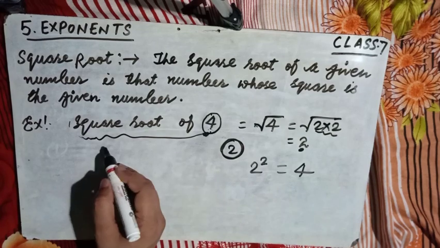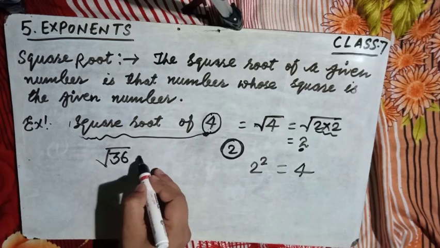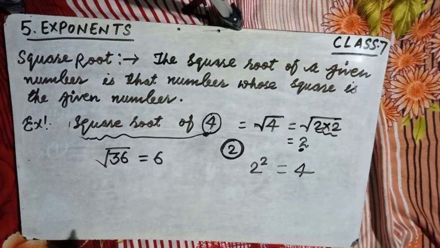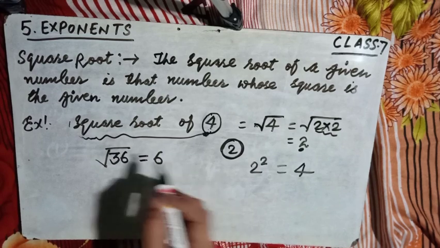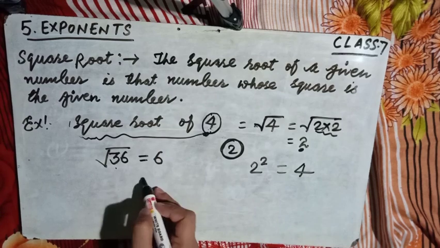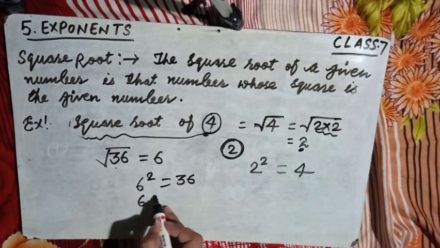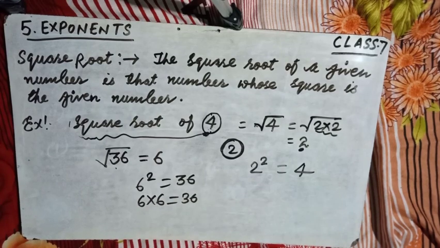Another example, suppose the square root of 36. It is the number whose square becomes the given number 36. The square of that number becomes 36, because 6 raised to power 2 means 6 multiplied by 6 twice. 6 times 6 is 36. I hope you will understand.